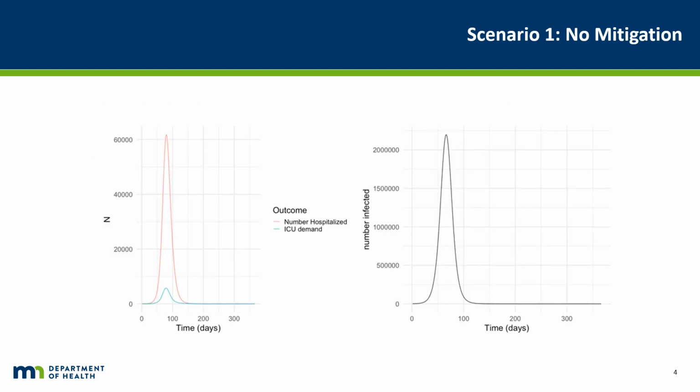These figures show some output from the model. On the left, we have the number of hospitalized patients and the number of patients needing ICU care over time. And then on the right, we have the number of active infections on any given day. And again, we want to emphasize that these are uncertain projections. And again, we'll be refining these estimates in the days and weeks to come.